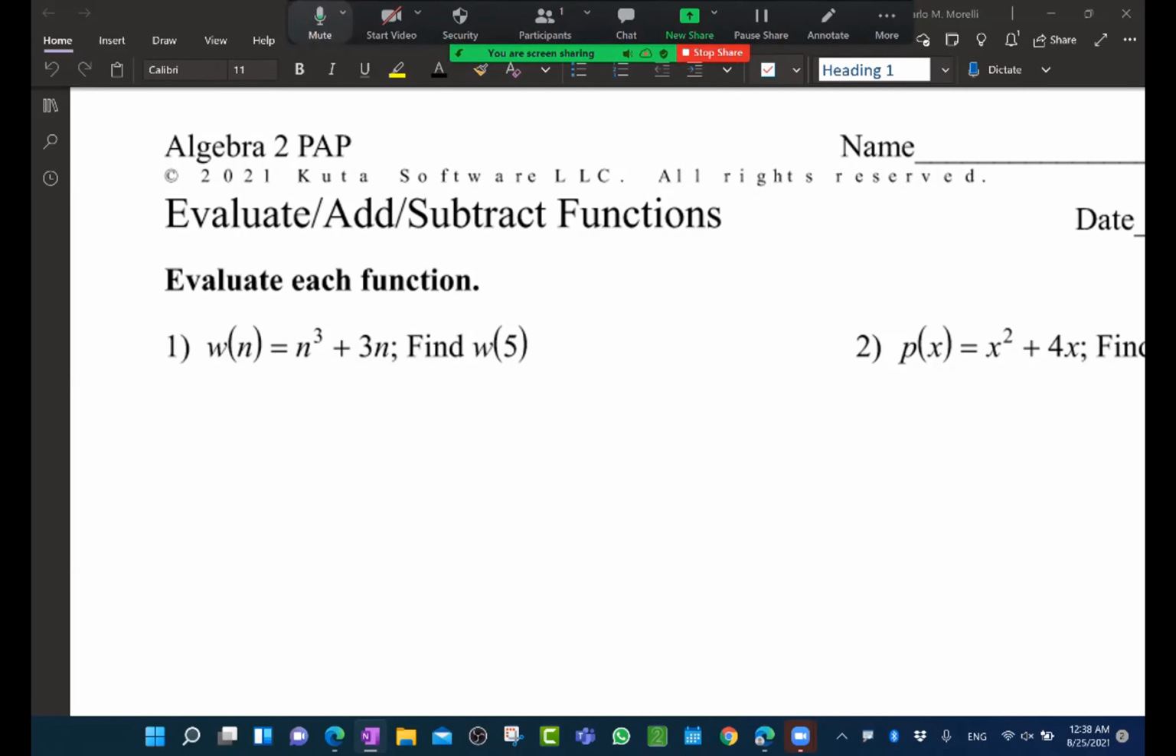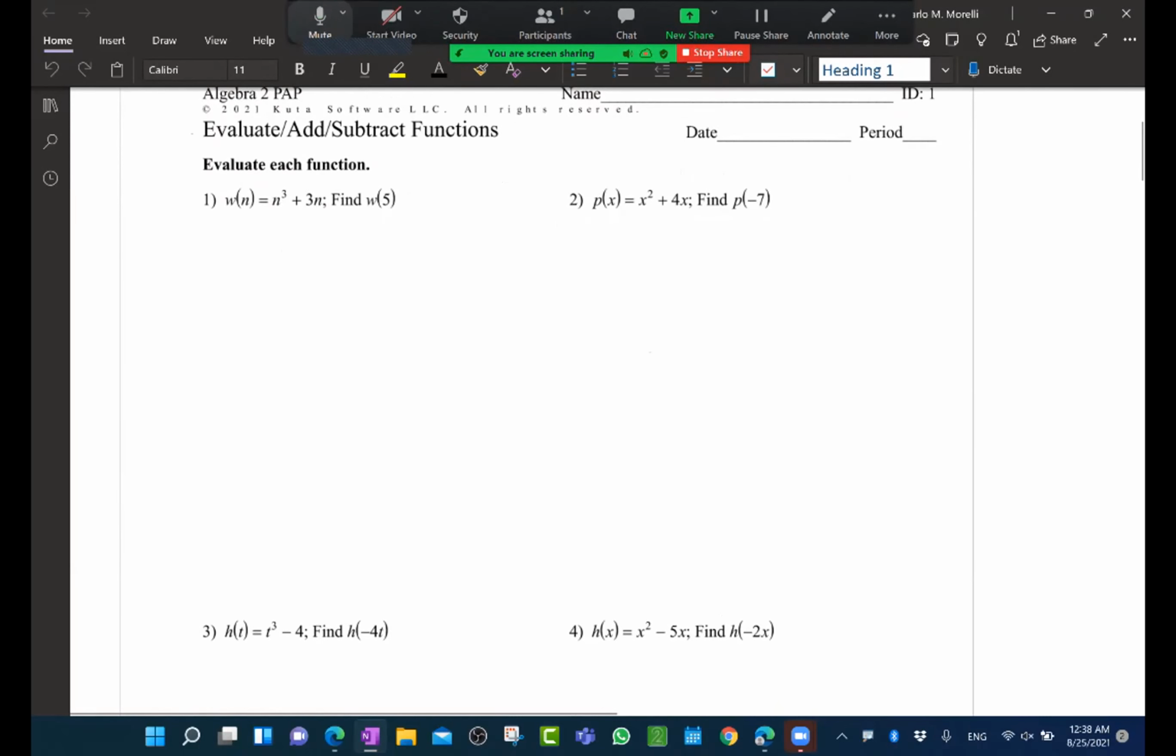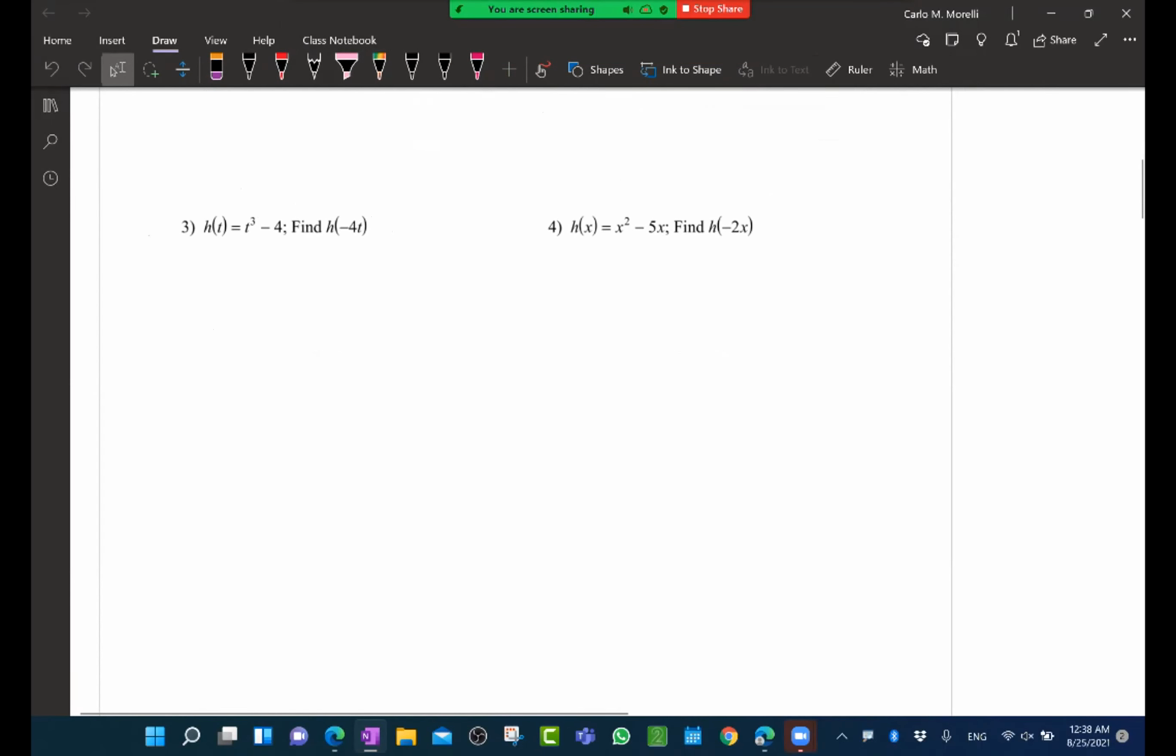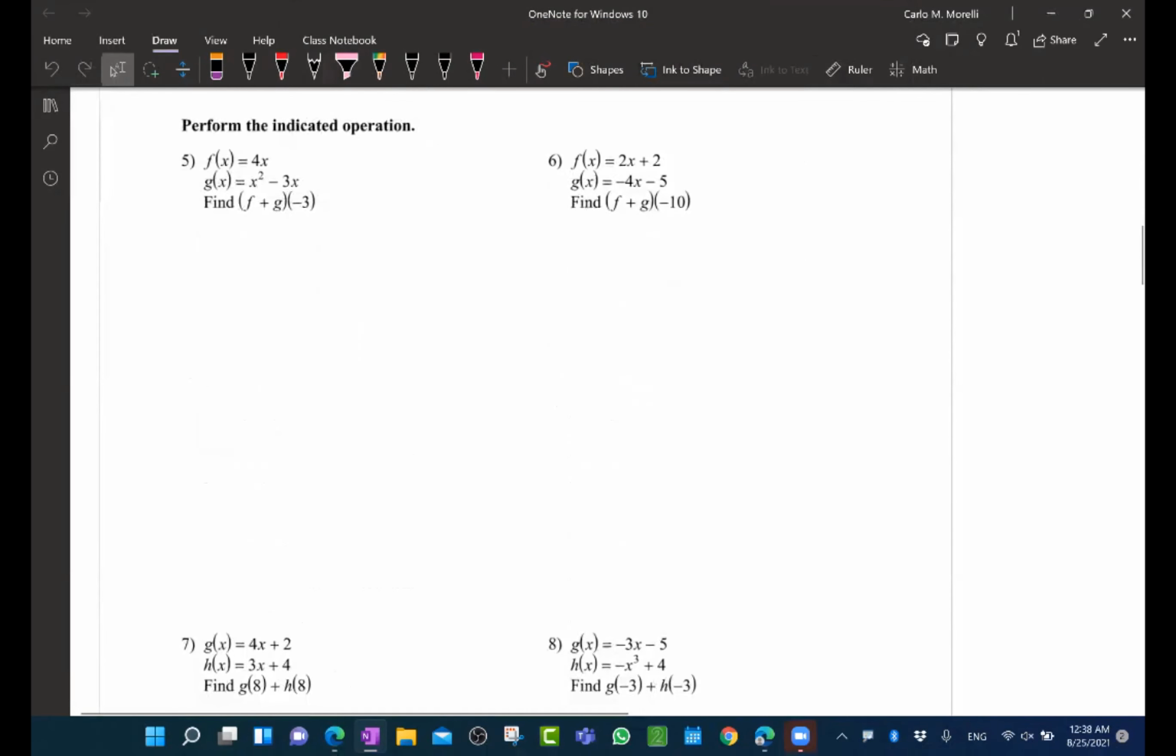All right, students. So here we are with this new assignment. Evaluate, add, subtract functions. Let's just take a look at the whole thing. So here we're plugging in some constants. Here we're going to plug in some algebraic expressions. What comes next? Perform the indicated operation. Okay. So we're going to combine these two together, simplify them if possible, and then evaluate the function.